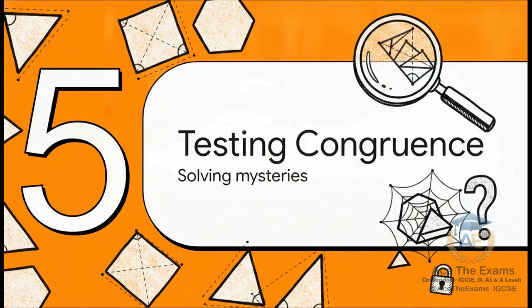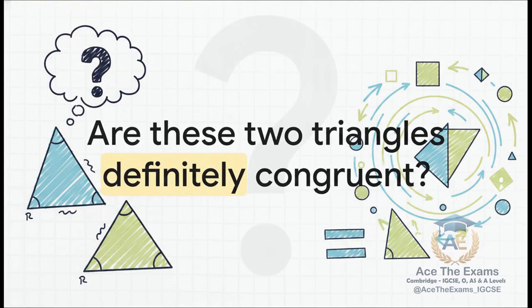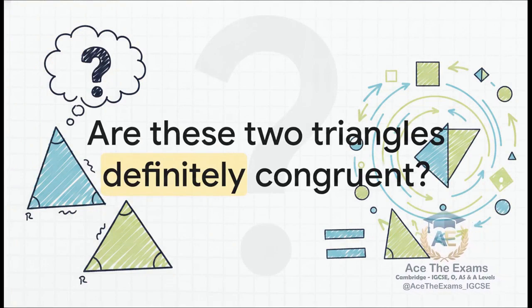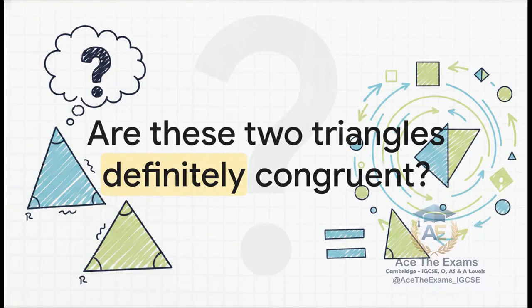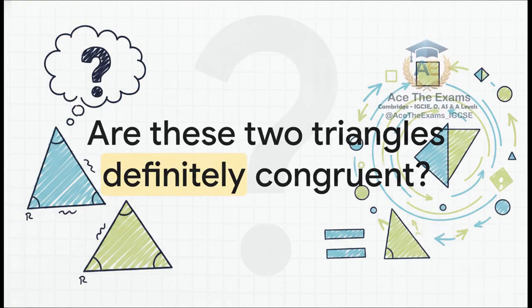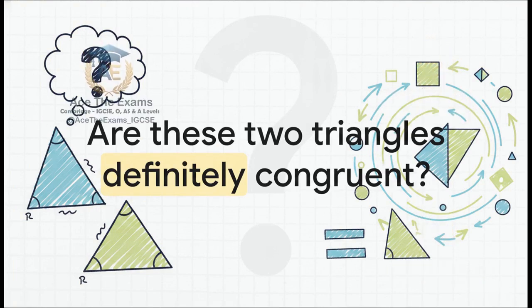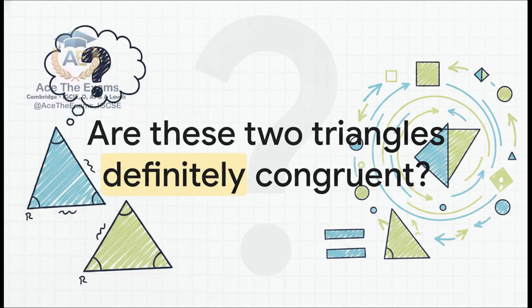Section 5. Testing for congruence. Let's see how this builds into solving real geometric mysteries when examiners are intentionally trying to trick you. Here is a classic scenario from the text that tests your attention to detail. 2 triangles both have sides of 4 centimeters and 6 centimeters and an angle of 40 degrees. Are they definitely congruent? At first glance, you might think, well, I have 2 sides and an angle mapped out perfectly, so it must be an exact match, right? It looks like it should trigger our SAS rule immediately.